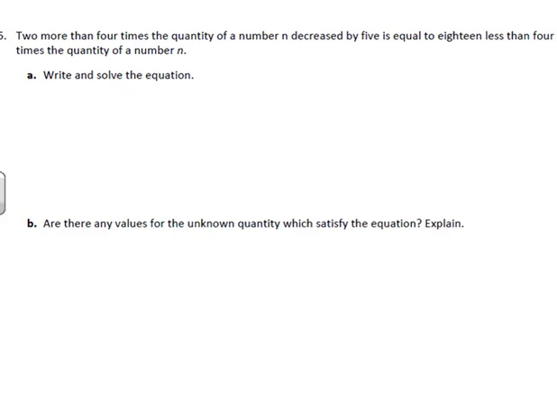All right, part 5. We have an expression or a statement. It says 2 more than 4 times the quantity of a number n decreased by 5 is equal to 18 less than 4 times the quantity of a number n. So let's just break this apart. 2 more than 4 times the quantity of a number n decreased by 5. That's going to be the first side of my equation, because just like before, the word is represents our equal sign.